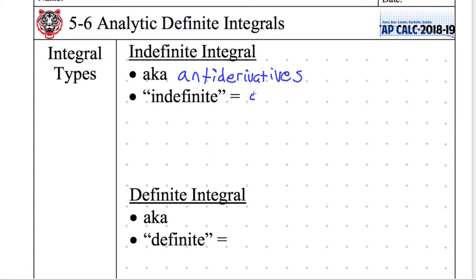So this means that we don't know where the start and end is, and that's kind of the keywords here. You might think that's dumb, but those are keywords. Start and end.